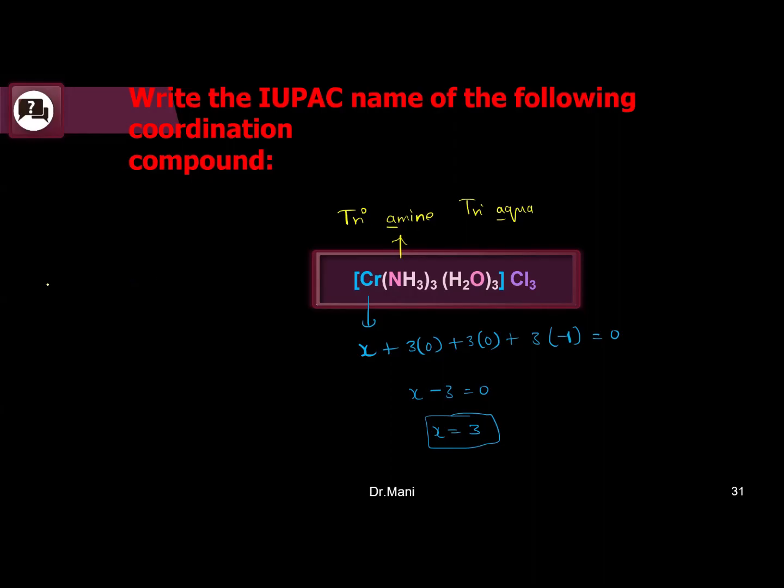So I'll be writing it as triamine, triaqua, and this is chromium. So chromium. And what is the charge? 3. So I'll put the 3 charge in brackets, and I'll be writing the chloride. Understood? So this is the name. Yes, sir.